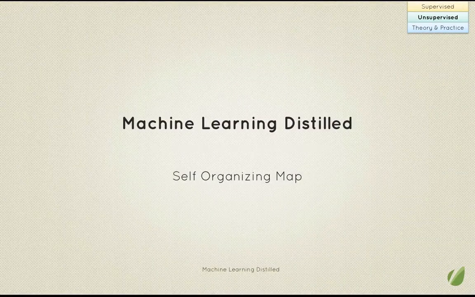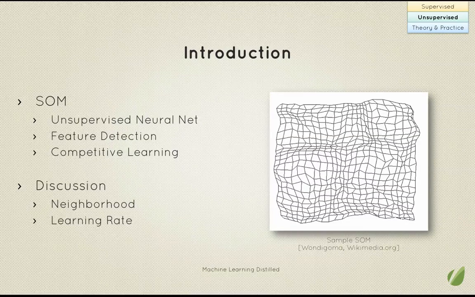In this lesson of Machine Learning Distilled, we're going to be looking at the self-organizing map. The self-organizing map is an unsupervised neural network. It allows us to detect features within a large dimensional space, and it does so using a competitive learning technique. After we explain the self-organizing maps, we'll discuss options for neighborhood and learning rates, and different versions of the self-organizing map.